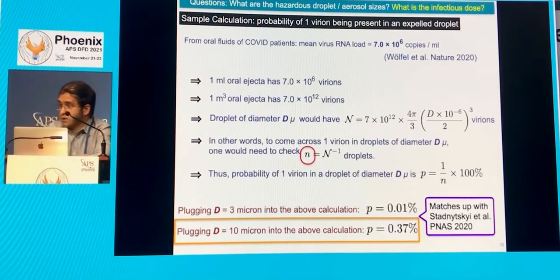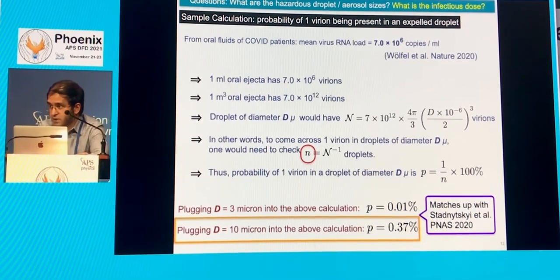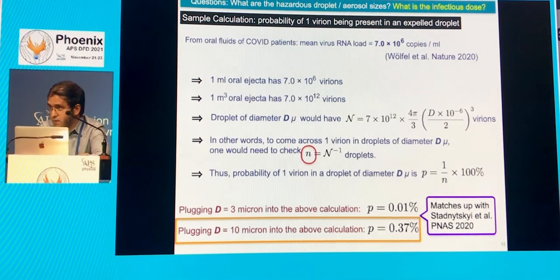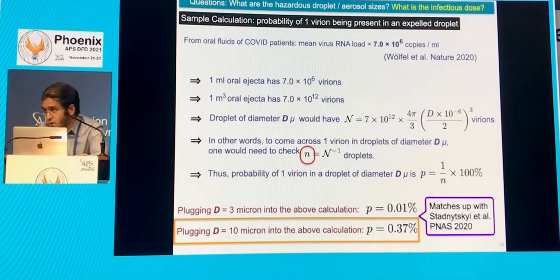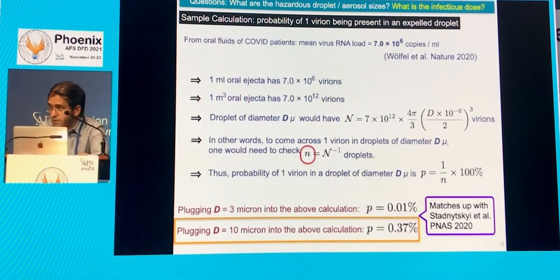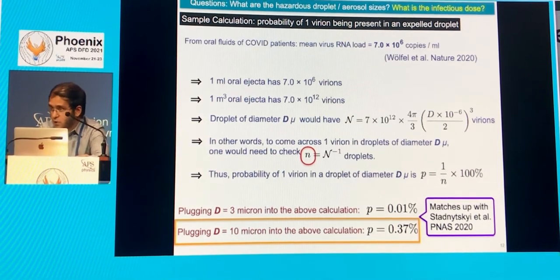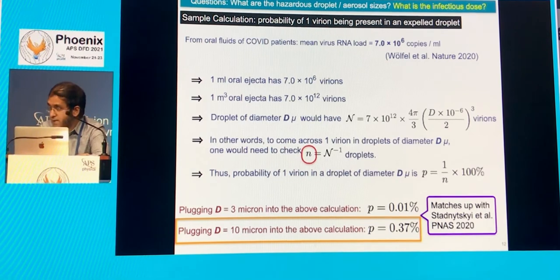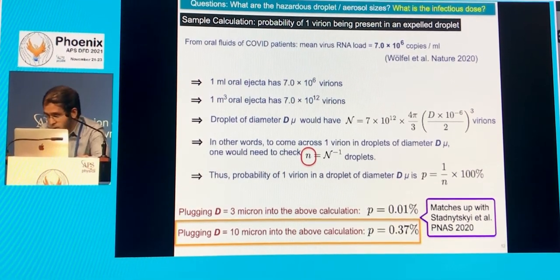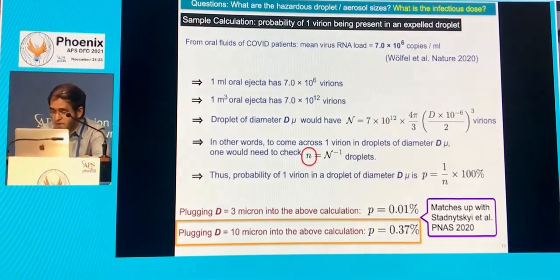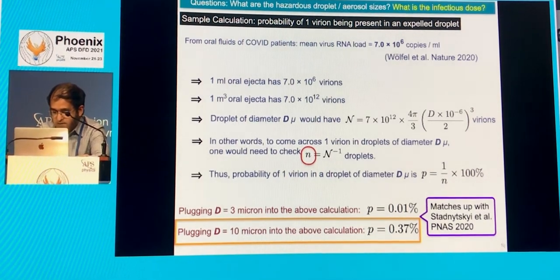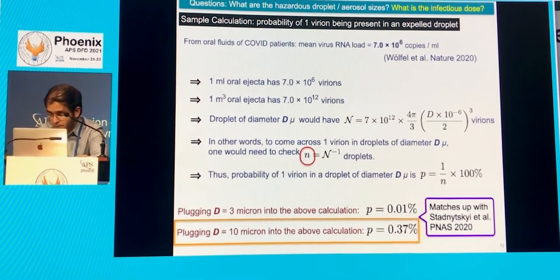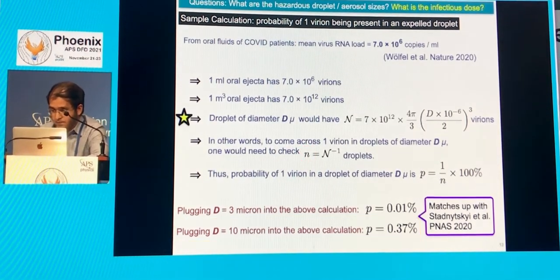In other words, to come across one virion in these droplets of diameter D micron, we need to check 1 over this capital N number of droplets. Let's call that small n. So the probability that there is at least one virion in a droplet of D micron is P, which is 1 over this small n times 100%. Let's plug in the value for D in this formulation. So plugging in D 10 micron, we do indeed get 0.37%, which matches up with the previous study.